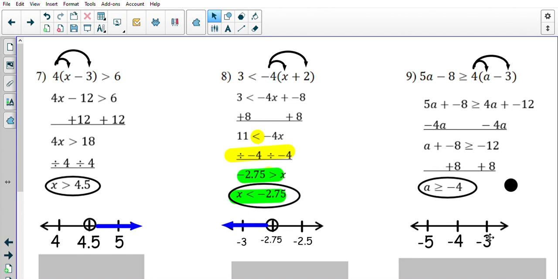So I put my number line, negative 5, negative 4, negative 3 from left to right. This one is a closed circle because it's greater than or equal to. Again, that line underneath indicates that it's going to be a closed circle. Since it's greater than or equal to, we are going to shade to the right, just like this. All right, we have 2 more for this video.